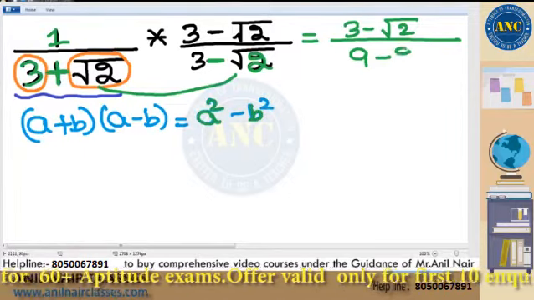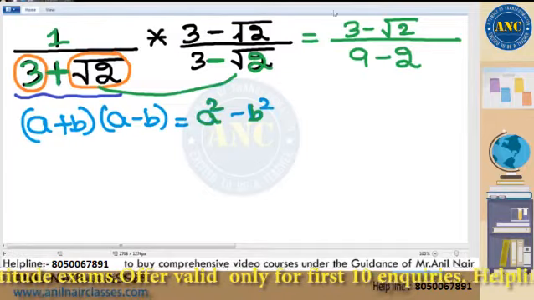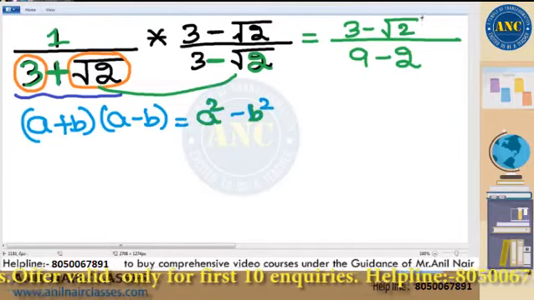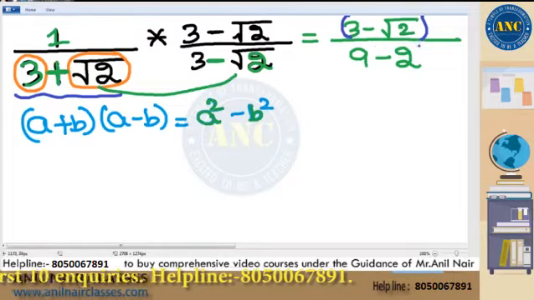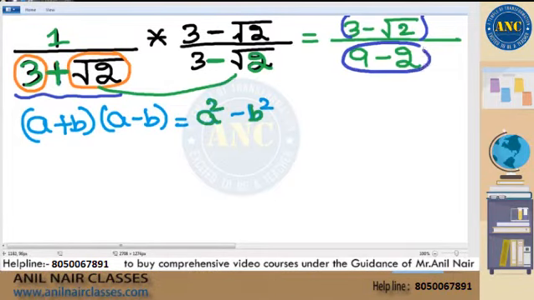Root 2 whole square is 2. Now observe carefully, sir. Yes, I did get the numerator as a third, and that is okay with me. But I want to eliminate the denominator as a third. Denominator is 7, which is very happy news for me. And numerator still is a third, and that is absolutely okay with me.